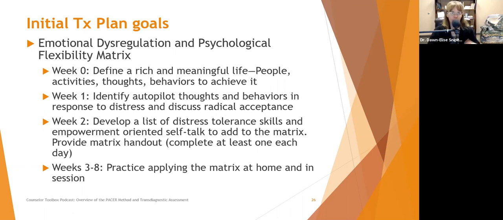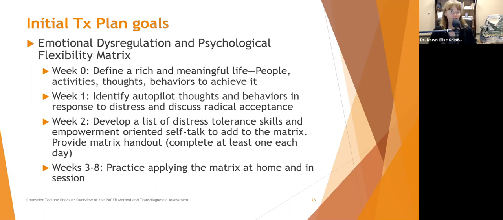Week 0, before he leaves, I like to have people leave with some things to do, not just the worksheets and data collection, but something that they can think about that helps them develop hope and momentum. I'm going to have him define a rich and meaningful life. What people, activities, thoughts, and behaviors are important in his life. When he is recovered, when he is happy, what is life going to look like? And how is he going to feel? What is his average day going to look like? This is the light at the end of the proverbial tunnel that I want him to stay focused on.